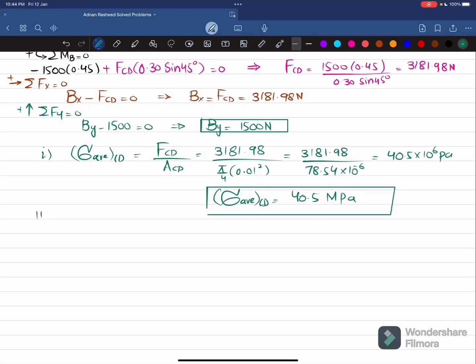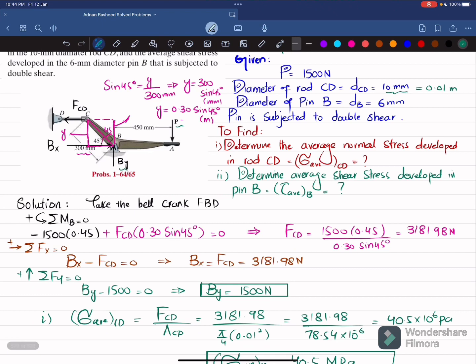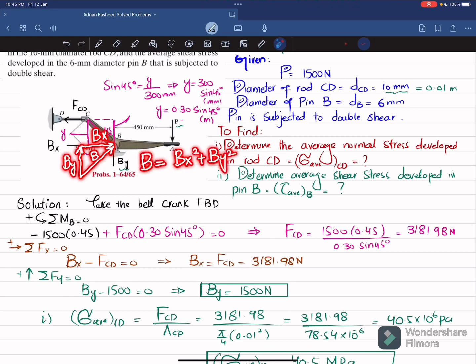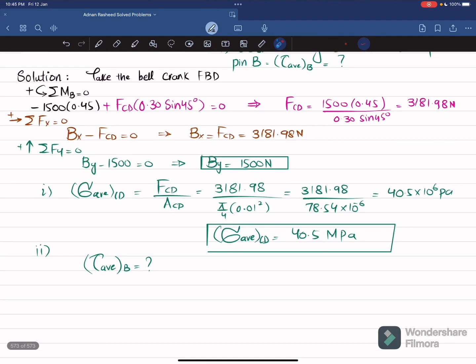Now we'll move towards the second part, and in the second part we have been asked to find the average shear stress in pin B. Okay, you can see here that this is By, and this is Bx. So if you draw it by using the head to tail rule, clear? There will be a resultant force which will be B, and that will act on this pin B. Clear? So how can we find this? Because you can see one is the vertical component By. Let me draw it. This is B, this is By, and this is Bx. Clear? So by using Pythagoras theorem, B will be equal to the square root of Bx square plus By square. So we will calculate this B by using Pythagoras theorem.